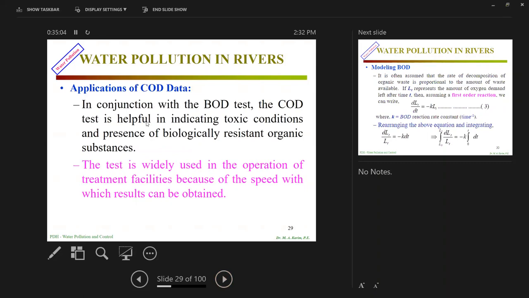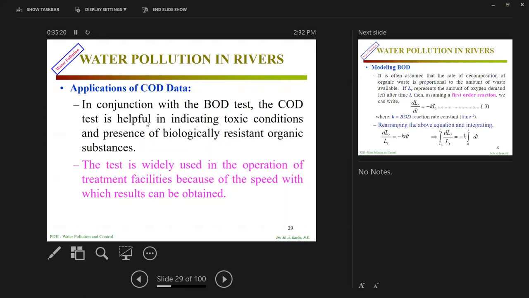So, application of COD data. BOD and COD data are both basically similar. Number one, it tells how strong the waste is, how bad it is. Strong means, in this case, how bad it is. The higher the COD, that is bad, right?